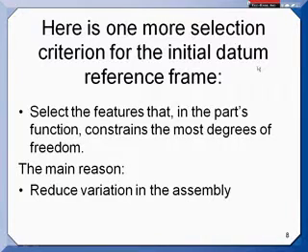So here's one more selection criteria that is not found in the standard, but it's the one that I live by most of the time. And that is select the features that in the part's function constrain the most degrees of freedom. Now, why do I want to use that as a criterion? Well, usually we're worried about variation in our assembly. When we put all the parts together, we worry about how much variation there is. If you follow this approach right here, it will reduce the variation in your assembly, and I'm going to illustrate that here in just a few minutes.